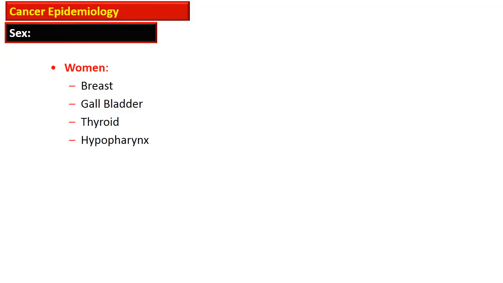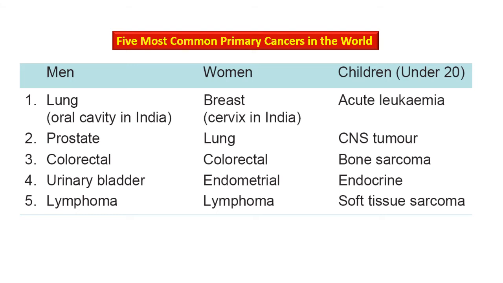Difference in incidence of certain cancers in the two genders may be related to the presence of a specific sex hormone. The common cancers in females are CA breast, CA gallbladder, and cancer of the thyroid and hypopharynx. This table shows the 5 most common primary cancers in the world for men, women and children under 20 years of age.